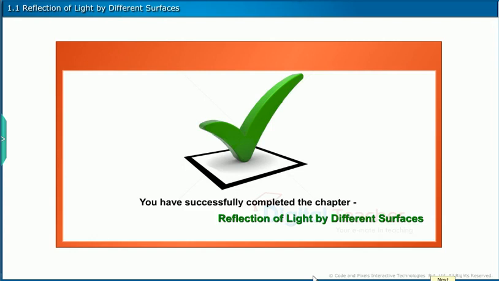You have successfully completed the chapter Reflection of Light by Different Surfaces.